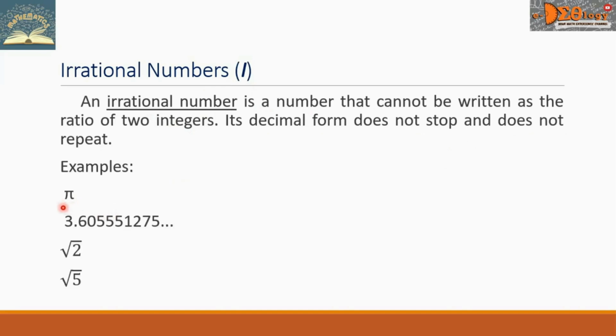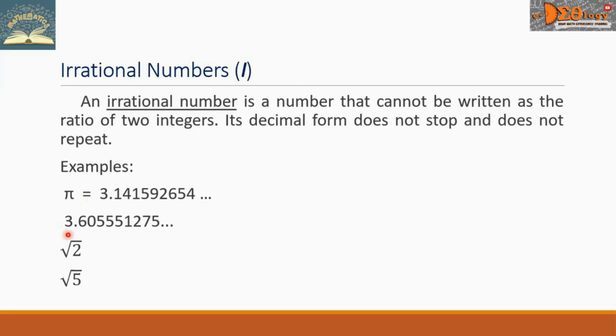Examples: the first is pi. The actual value of this pi is 3.141592654 and so on. We can see here that it does not stop and does not repeat, meaning there is no pattern of repetition on the decimal. So the pi is an example of irrational number.